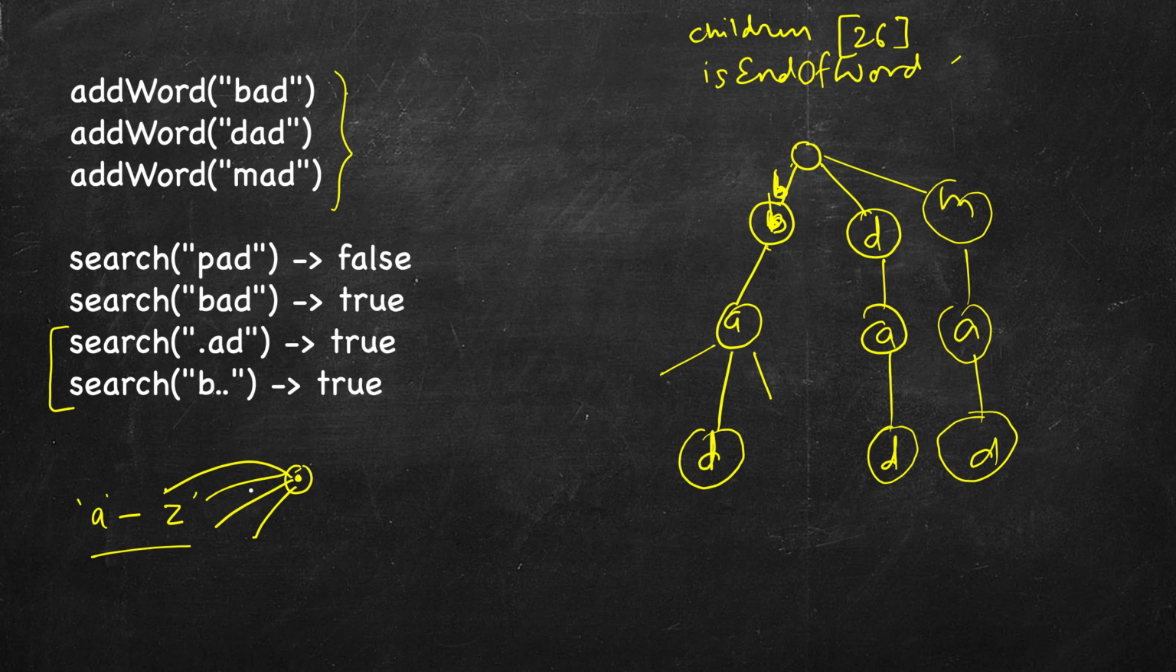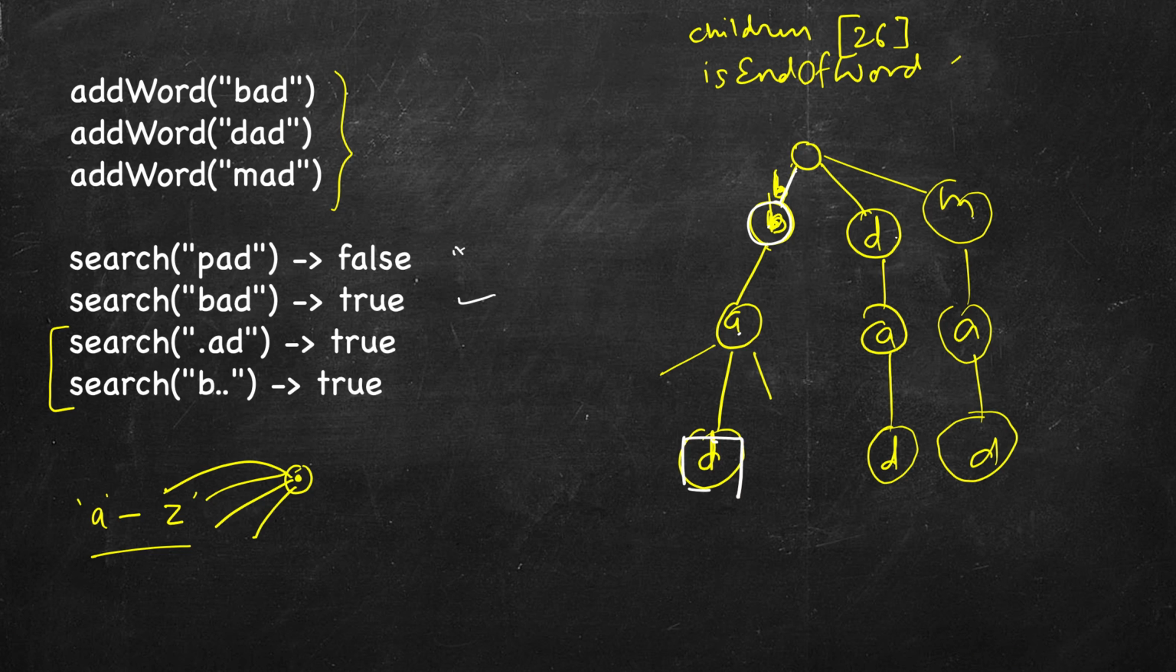Now we are searching for PAD. There is no child corresponding to P here, only B, D, and M. So it's false. Then BAD. We come here and see that there is a branch corresponding to B, then A, then D. So it's found, and we check whether D was the end of the word.